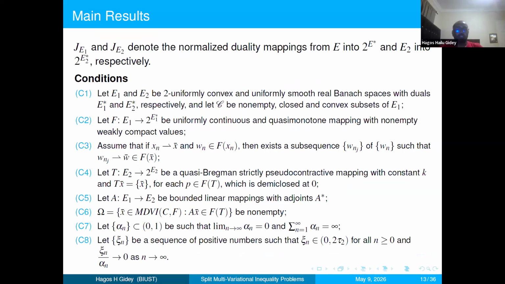Okay, now to the main results. We have these conditions, C1 up to C8. That's why I defined uniformly convex and uniformly smooth, because we are focusing on real Banach spaces which are 2-uniformly convex and uniformly smooth. This one is for the Banach spaces, and T is a quasi-Bregman strictly pseudo-contractive mapping, which is number 2. And the others, you can just read.